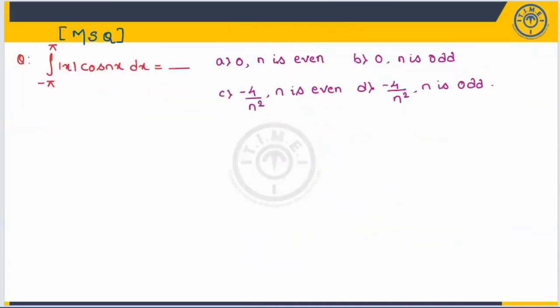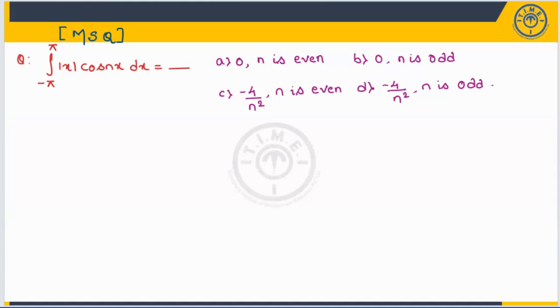Now here is a question. Integral from minus pi to plus pi mod x cos nx dx. Options: 0 if n is even, 0 if n is odd, negative 4 by n square if n is even, negative 4 by n square if n is odd. So it is an MSQ question for 2 marks. Now here what you have to check out is the limits. How are the limits? They are from minus pi to plus pi. That means they are from minus a to plus a.